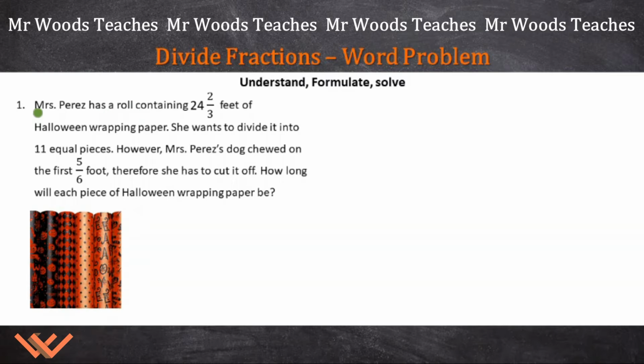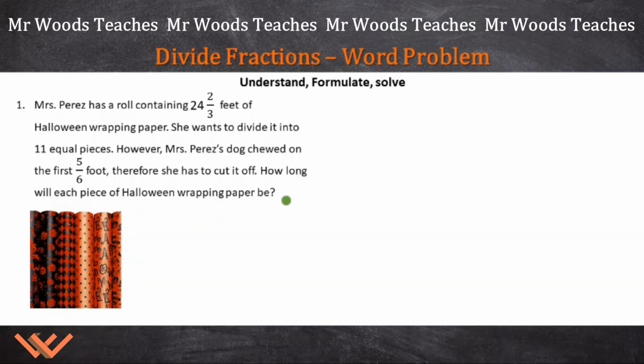Let's read this first. Mrs. Perez has a roll containing 24 2/3 feet of Halloween wrapping paper. She wants to divide it into 11 equal pieces. However, Mrs. Perez's dog chewed on the first 5/6 foot. Therefore, she has to cut it off. How long will each piece of Halloween wrapping paper be?